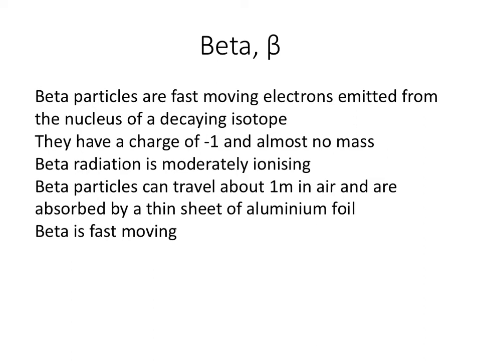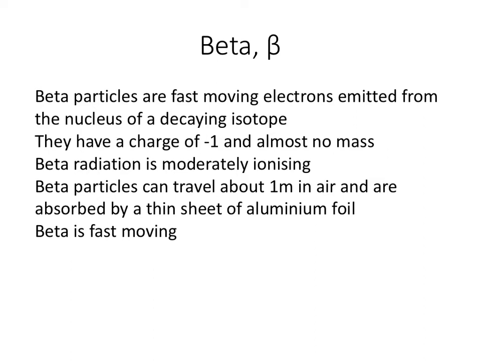Because they're an electron, they have a charge of -1, and they have almost no mass. Beta radiation is moderately ionising. It only has a charge of -1. When we compare that to alpha, that's got a charge of +2, it's not as ionising as alpha.